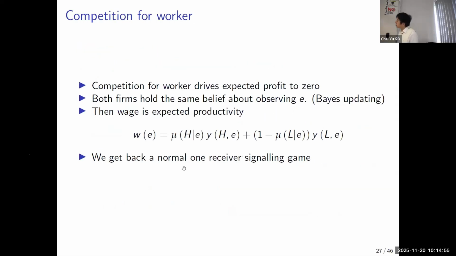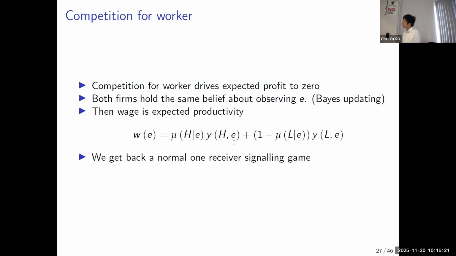So that is what we said because of perfect competition. And because both firms would hold the same belief, that means that the wage is just expected productivity, okay? So how much a firm is going to offer will be just expected value.